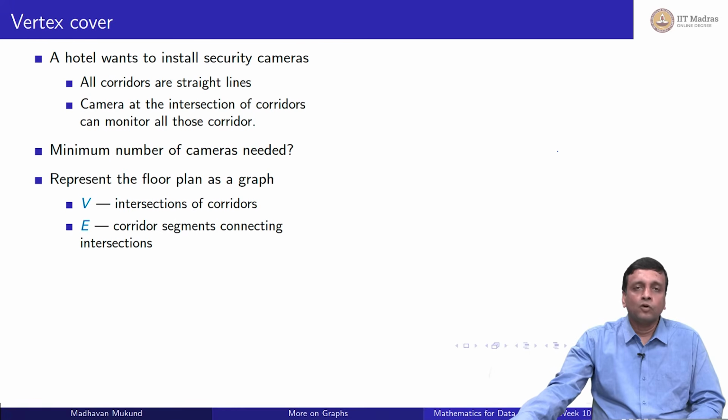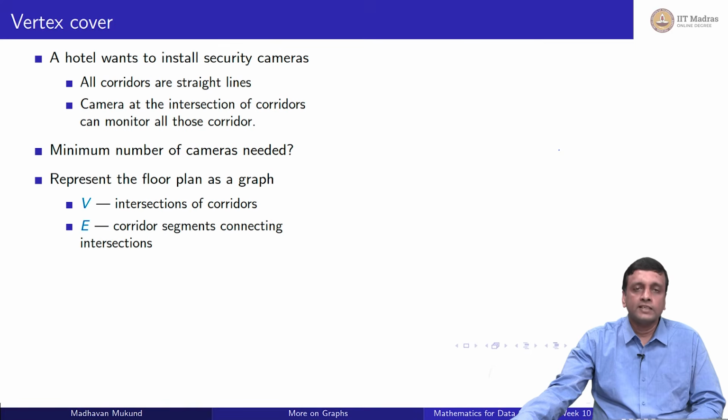So once again, we can go to graph theory. We can represent the floor plan of the hotel for that floor as a graph. Here the points of interest are these intersections, because clearly it is to our advantage to put a camera at an intersection, because if I put it at an intersection, that camera can monitor multiple corridors and I want to cover all the corridors.